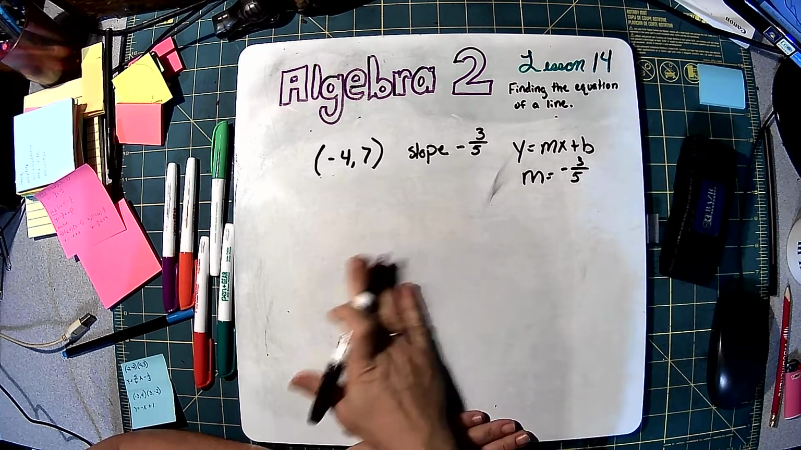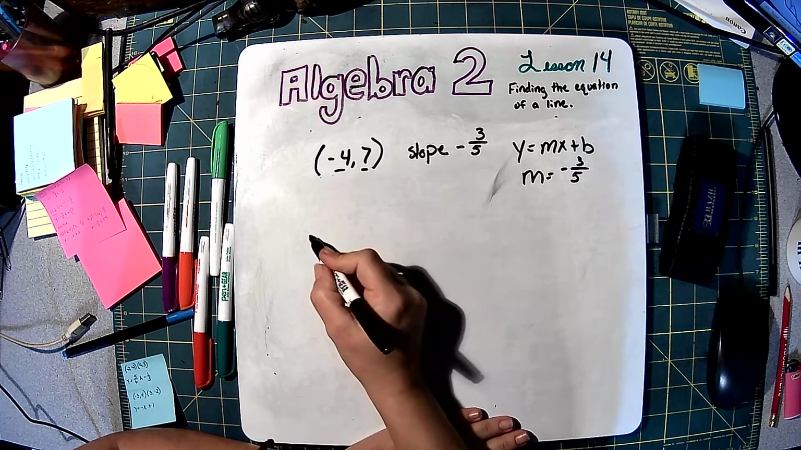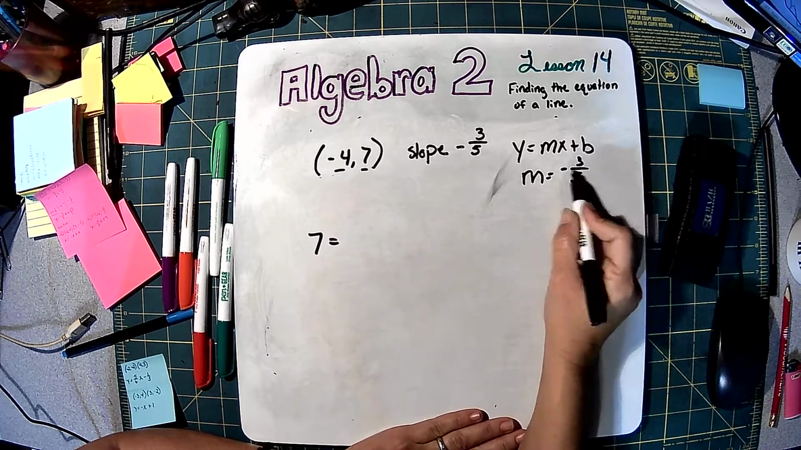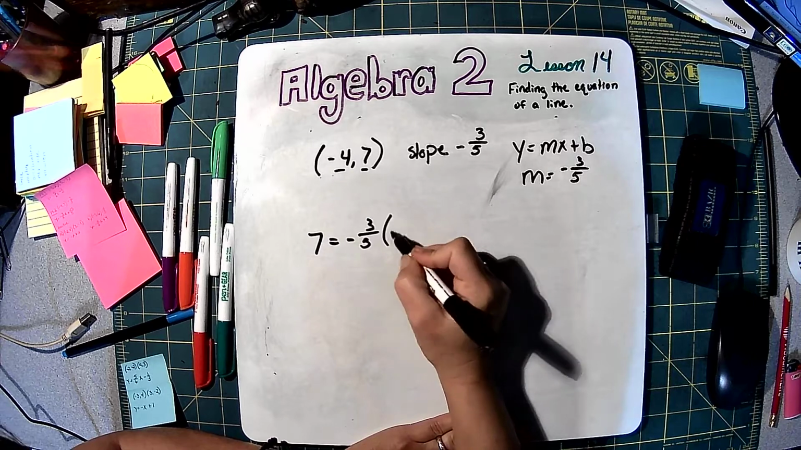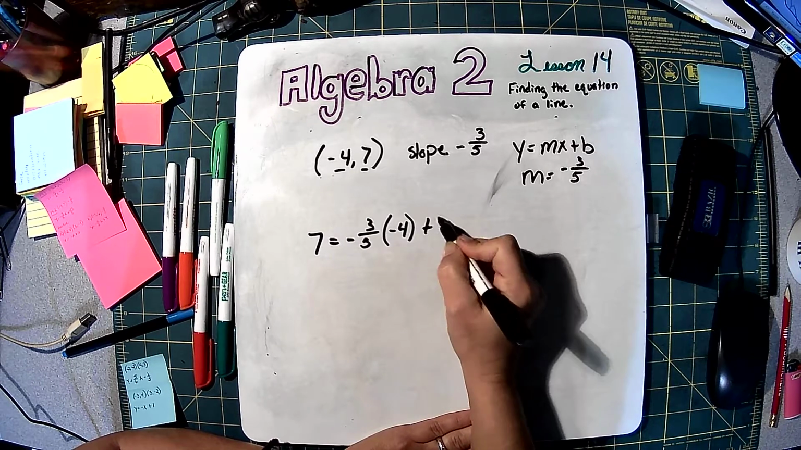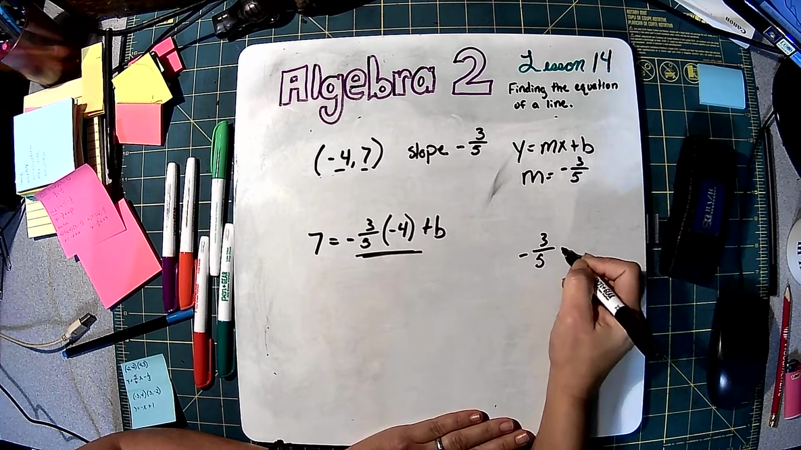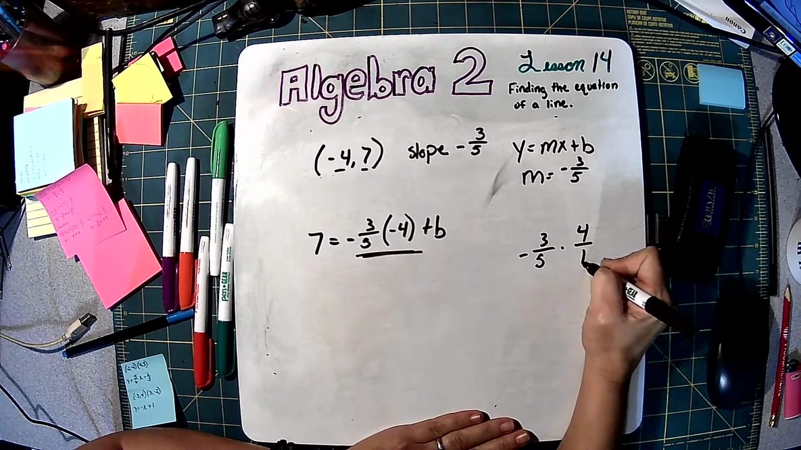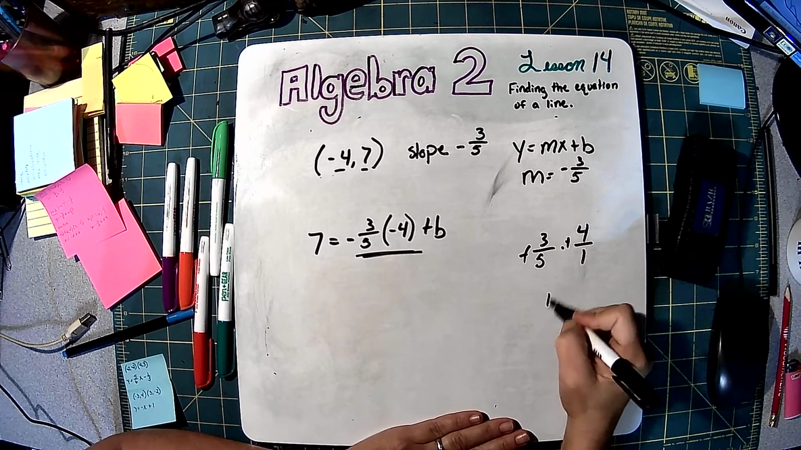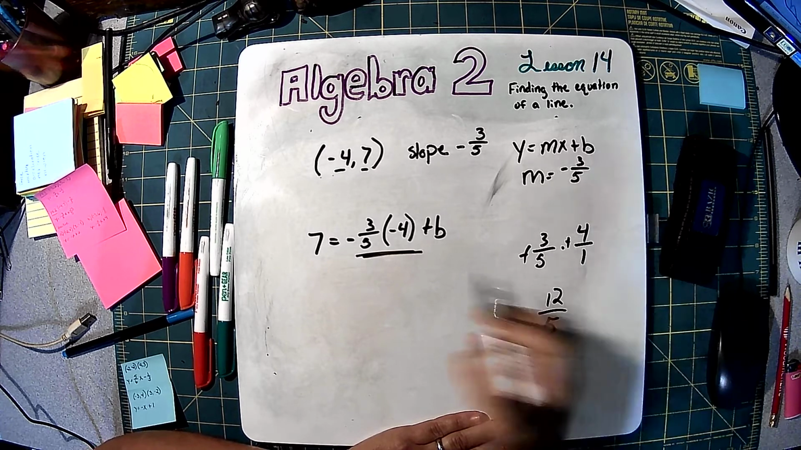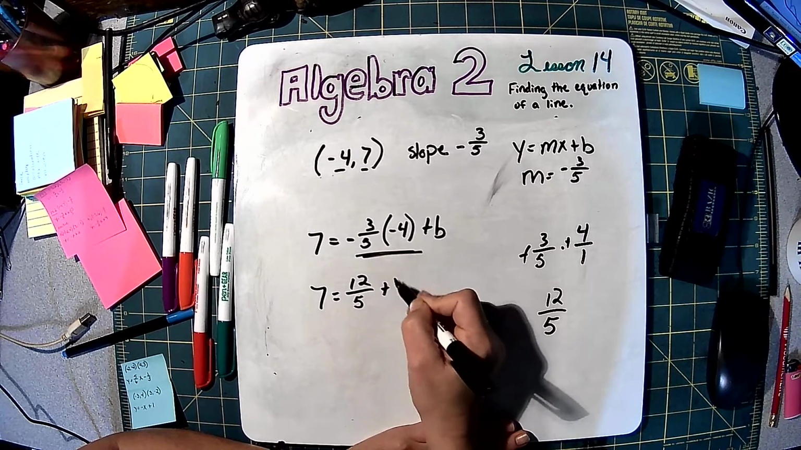So we're going to do it the same way we did before. Here's our x value and our y value. First we're going to put in our y. Our m is -3/5. Our x is -4, and then plus b. So first we got to multiply right here. So -3/5 times 4/1, that's negative. Negative and negative make a positive. 3 times 4 is 12/5 is the answer to that. So 7 equals 12/5 plus b.